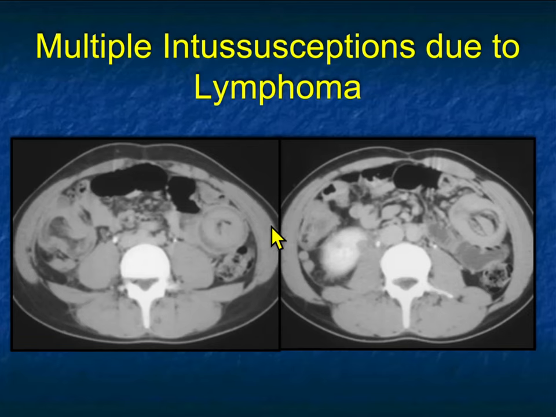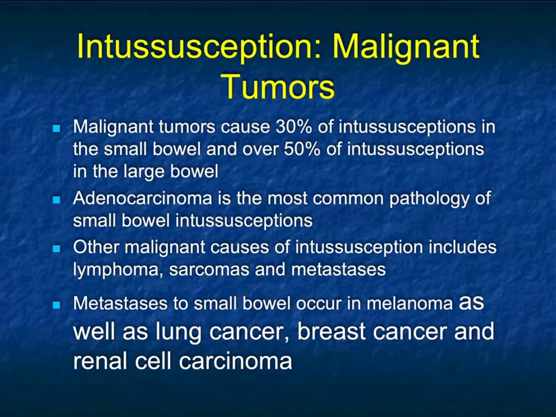It also can be caused by inflammatory bowel disease. When you see multiple intussusceptions, as in this patient, you've got to think about tumor. Metastasis like melanoma is a good possibility, and lymphoma is a good possibility. Malignant tumors cause 30% of intussusceptions in the small bowel and 50% in the large bowel in the adult population.